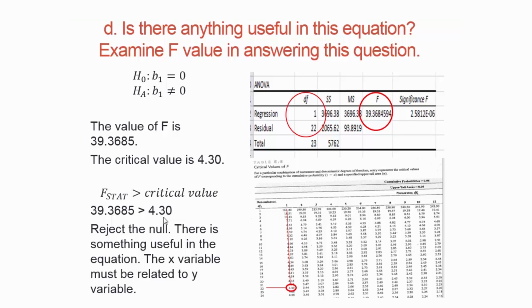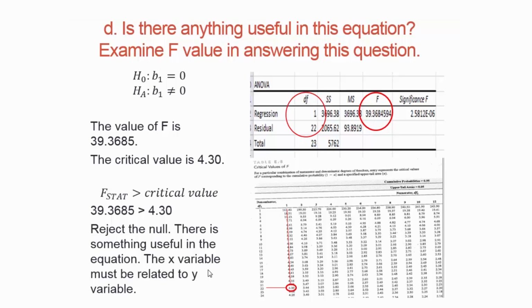So therefore, I can reject the null. That means there is something useful in the equation. The X variable must be related to the Y variable. GDP per capita is related to the percentage of the population that uses social media.